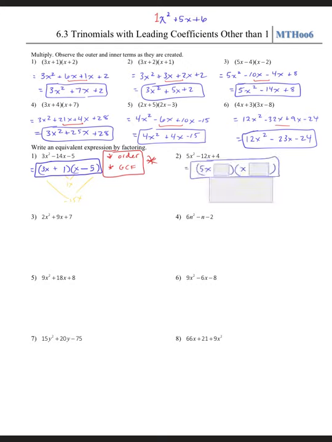Okay, so looking at this one together, we know that our first term has to be 5x squared. Since 5 is prime, it makes it easier. We know that the factorization of 5x squared would be a 5x and an x. That's the only way we can do it. Now, we want to look at this last term, a 4. We know factorizations of 4 are 1 and 4, and then 2 and 2.